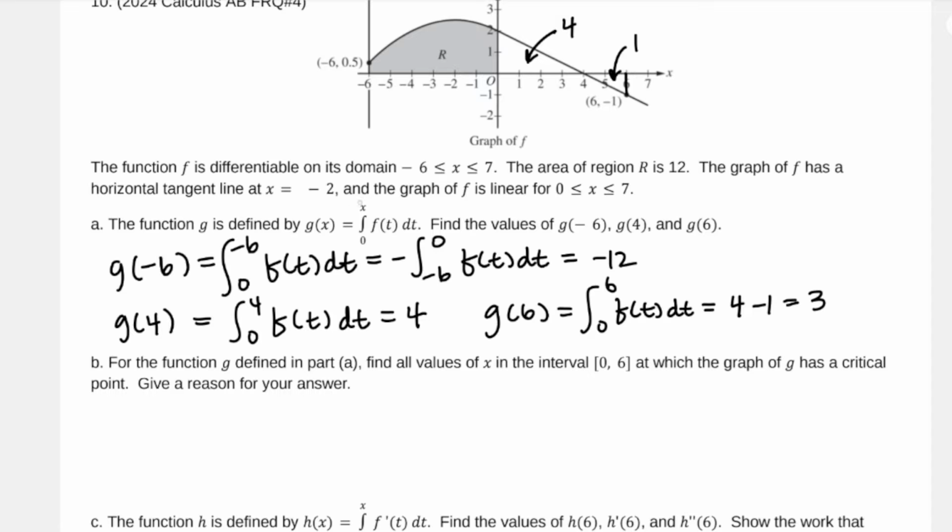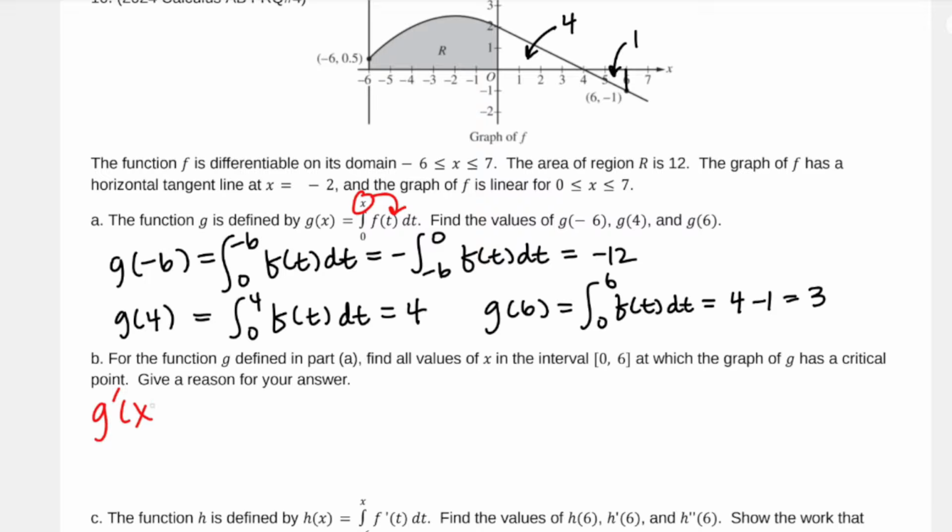So if I take the derivative of g, I'm going to plug in x for t in the integrand. So I'm going to say, okay, g prime of x equals f of x. And that's probably good enough. Say, okay, g prime, which I know is f, is equal to 0. That's a critical point. F is defined for all values on its domain, so there's not going to be a place where g prime doesn't exist. And then I'm going to say that's at x equals 4. And the reason for my answer is that g prime, which is f, is equal to 0.